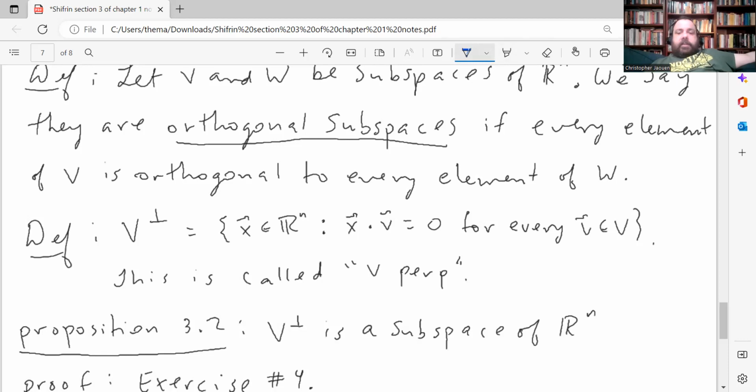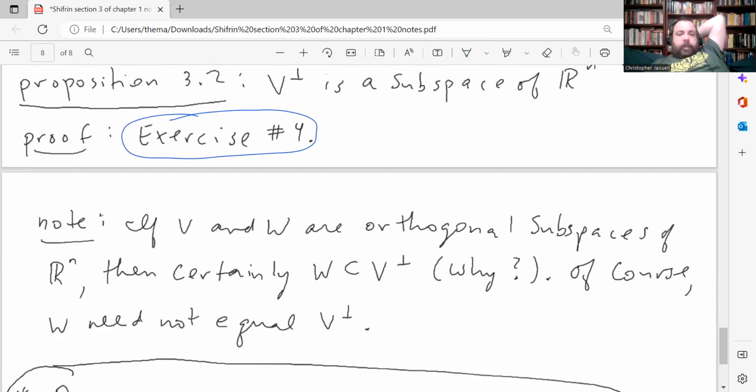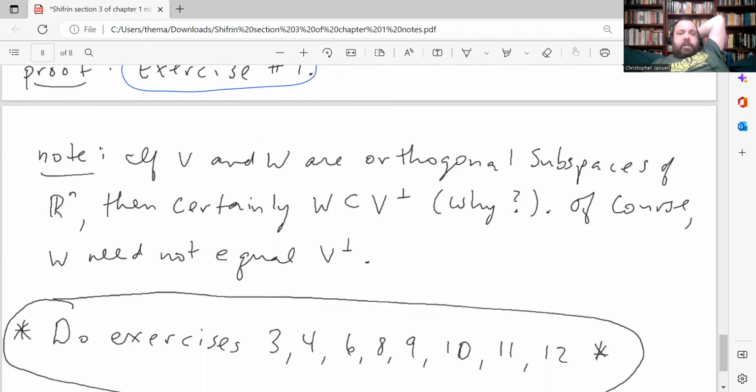Okay. And there's a proposition after the definition: V perp is a subspace of Rn. Since it's a proposition, we want to prove it, but actually he asks us to do that in the exercises, so I'll wait to do that in the exercise video that I'll do next. All right, almost coming to the end of the notes here. If V and W are orthogonal subspaces of Rn, then certainly W is a subset of V perp. And of course, W need not equal V perp.